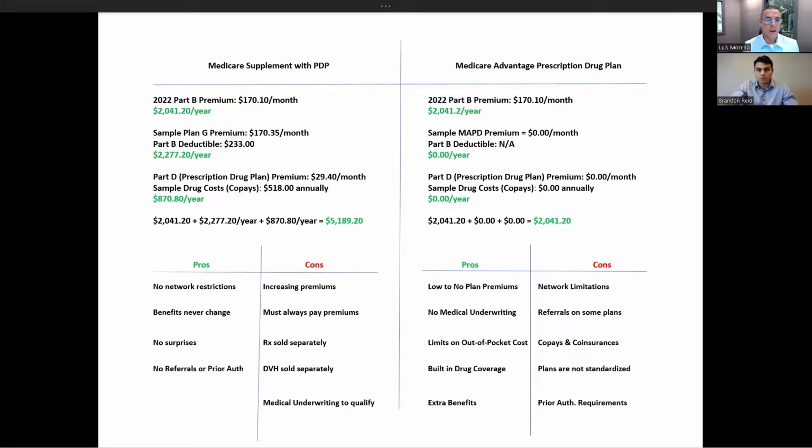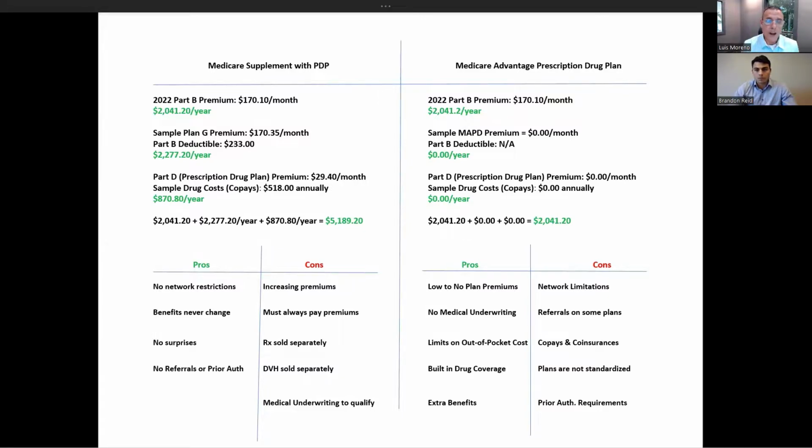Okay, they're great. Number one, there's no network. You go to any doctor, any facility, any provider that accepts Medicare. Okay, the benefits, these are standardized. Okay, a G is a G is a G. It doesn't matter what carrier you're with. They are exactly the same. There's no surprises. That's huge.